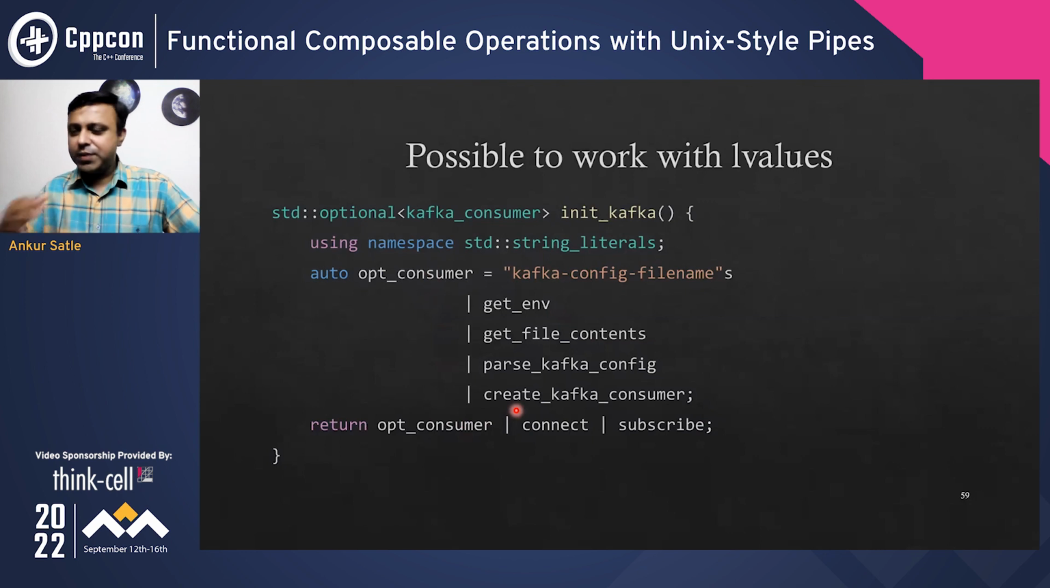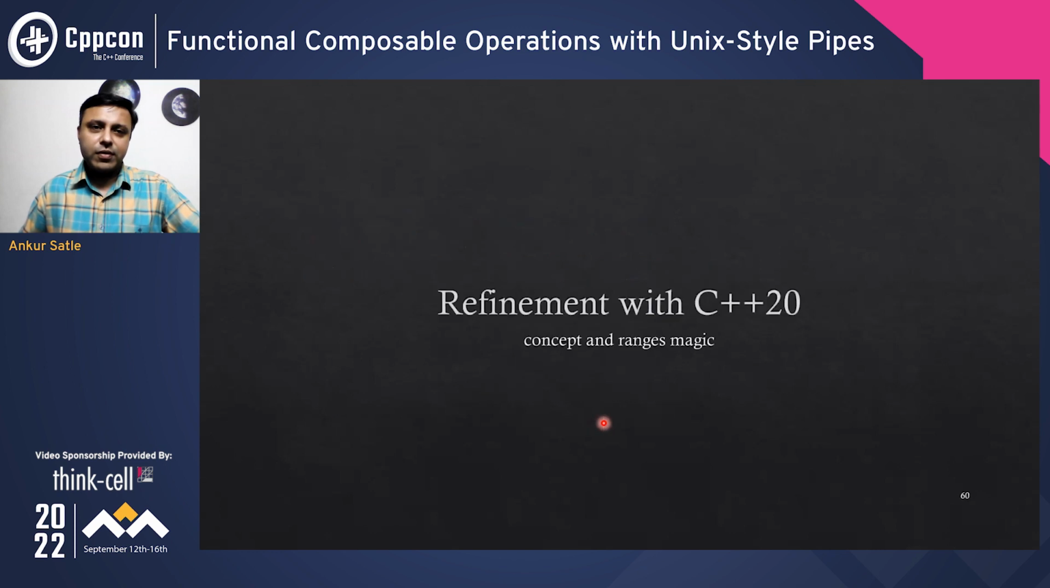So I could actually pipe it out, but that would create an R value being passed from this statement to the connect. So I was just demonstrating the const, the L value part of it. So this would invoke the const ref implementation. Okay, so we are good with C++17 also.